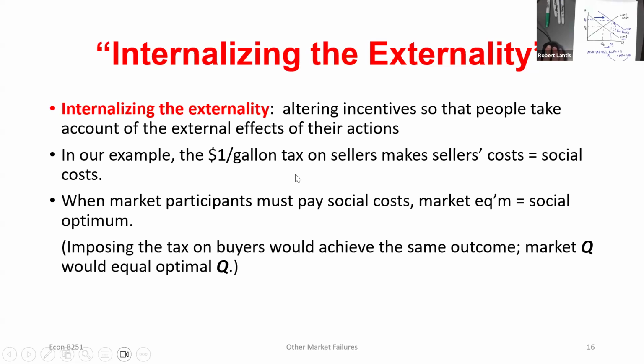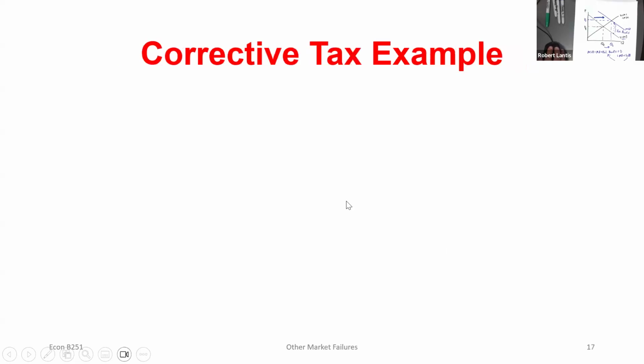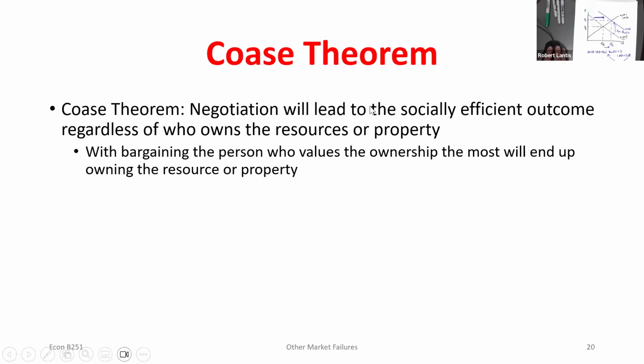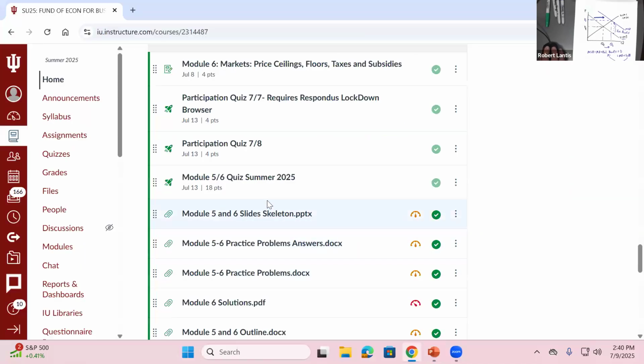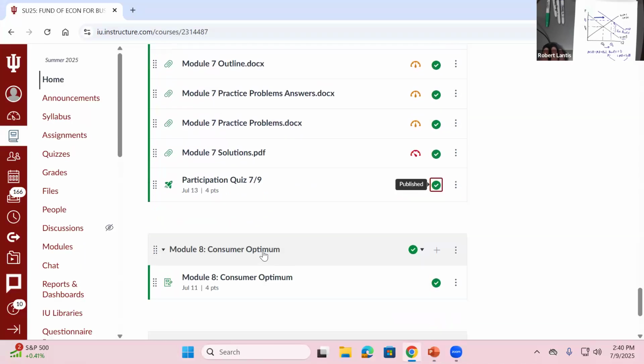So internalizing those externalities is the way that we solve these market failures, with positive and negative externalities. And I already drew out your corrective tax, subsidy, and quota example. If there are no other questions on that, we'll move to the next topic. And in fact, before we move to this next topic, we won't do this at the end of class today. Let's go ahead and take a look at this participation quiz.